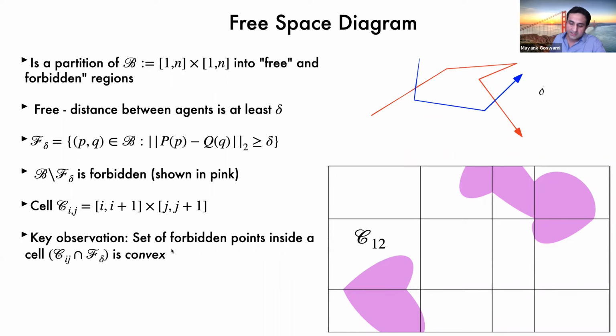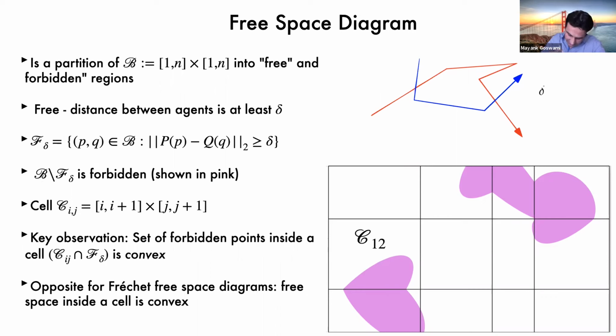And one of the observations is that if you just look at the set of forbidden points inside a cell, that's convex. So the intersection of the pink region with any cell is convex. And that's a property that will be used later. And I remark that this property is exactly the opposite of the property that Frechet free space diagrams have, because in Frechet it's basically the complement. If it's less than or equal to delta, then you are free, so the white region would be forbidden for Frechet, and the pink region would be the free region for Frechet.